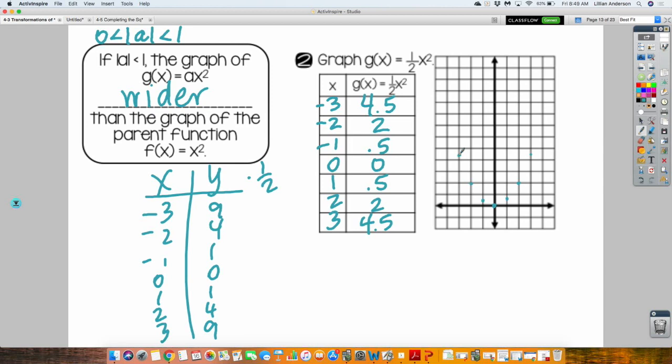And even though I know it's not a part of your basic table, let's add in one more point, okay? On the original parent graph, if I plug in 4 for x, what's 4 squared? 16. So if I wanted to add one more, what's half of 16? 8. So at 4, we'll be at 8.